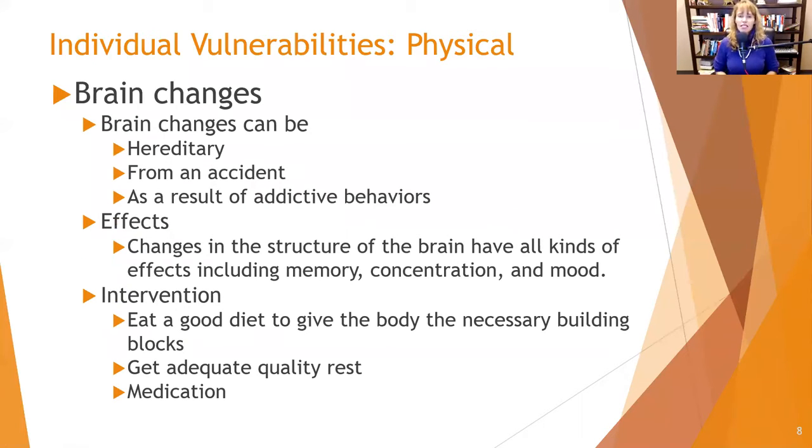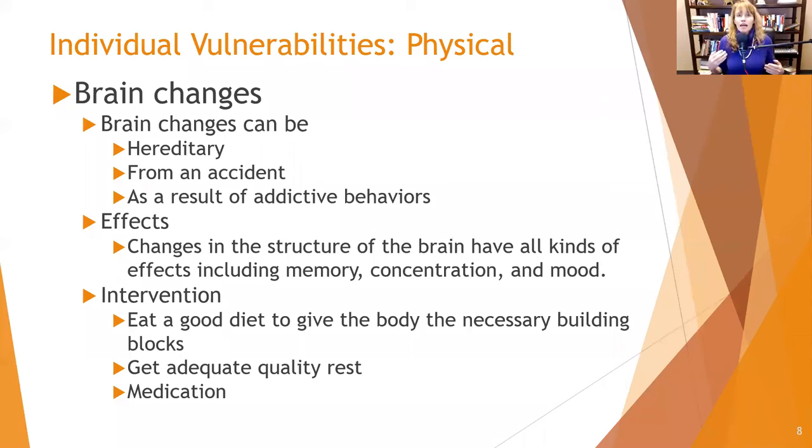Okay, so brain changes. Brain changes can be hereditary. They can be from an accident, or they can be the result of addictive behaviors. But anything that makes your brain not optimally functioning, if you will, can predispose you to depression, anxiety, addiction. We know that for a lot of people with mood disorders and other disorders, there's an organic component to it. There is a brain change. There's a brain issue in there. So we want to make sure that people are aware of this. Changes in the structure of the brain have all kinds of effects, including memory, concentration, and mood.